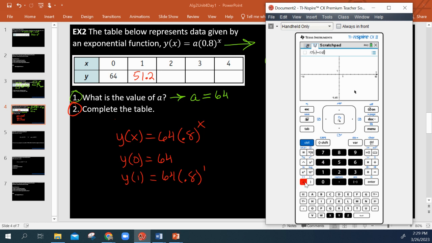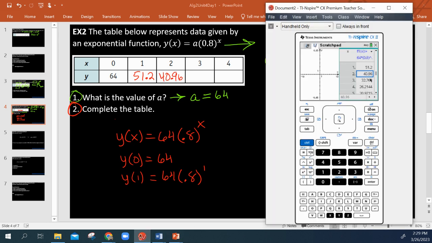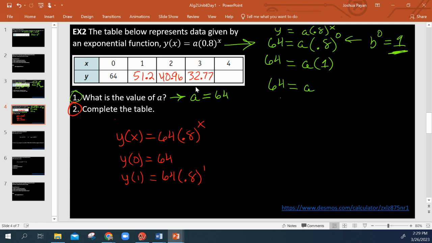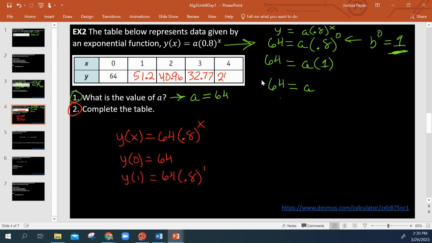So I'm going to do 64, open parentheses, 0.8, close parentheses, raised to the x. Hit enter, and then we just simply hit Control T, and it's got everything for us. So when x is 1, well, duh, 51.2. When x is 2, 40.96. When x is 3, about 32.77. And when x is 4, right here, about 26.21. And we're finished. So in a nutshell, that is precisely how exponential functions work.